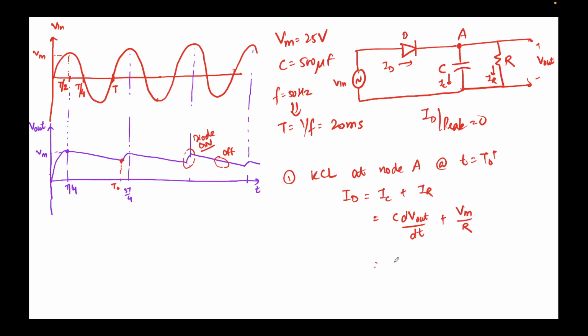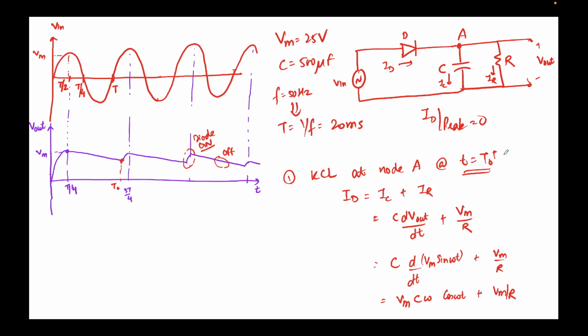Okay, if I expand it a bit, so dV out. Now we have to be careful. Remember we are in the region t equal to T0 plus, just after T0. This means this is nothing but the sinusoidal wave. So the value of V out will be the sinusoidal wave, so it's C d by dt of Vm sin omega t, plus Vm by R. That term will continue as it is. If you differentiate it, Vm is a constant and comes out, so it will be Vm times C times omega cos omega t plus Vm by R.